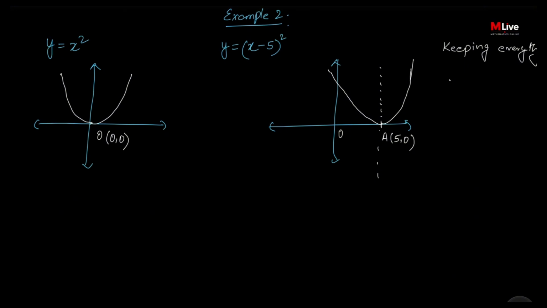So the fundamental theory here is, keeping everything else the same, only the graph will translate across the x-axis whenever there is a transformation required from x to x plus or minus a units.